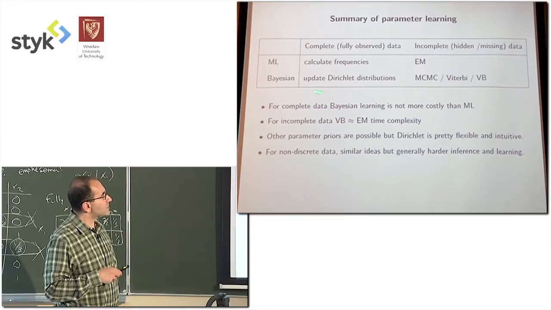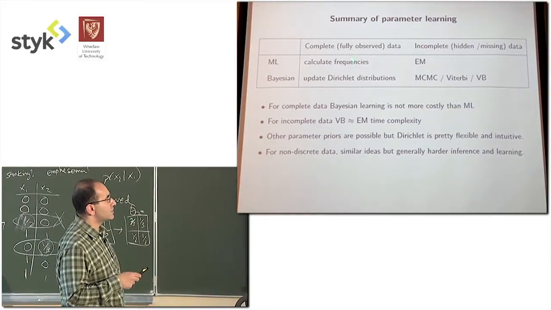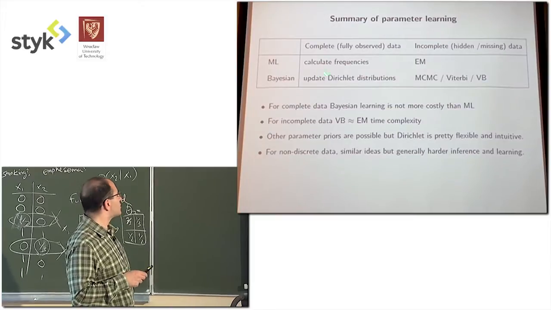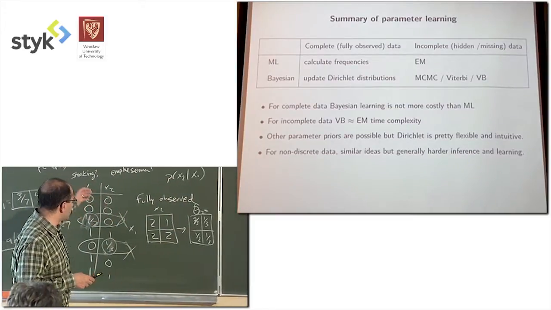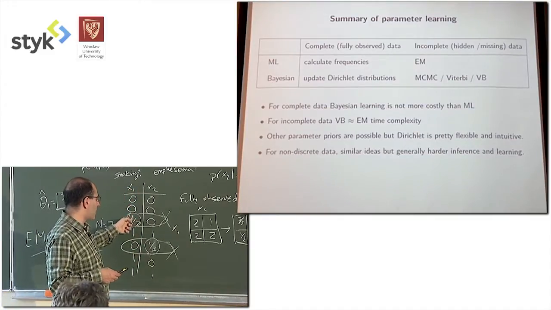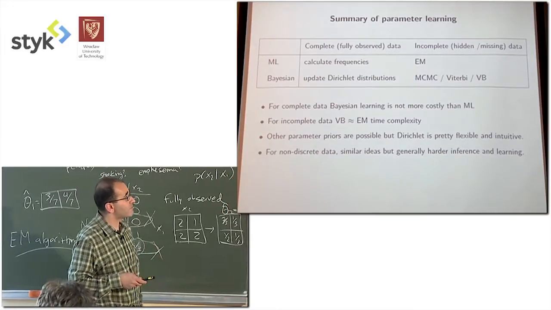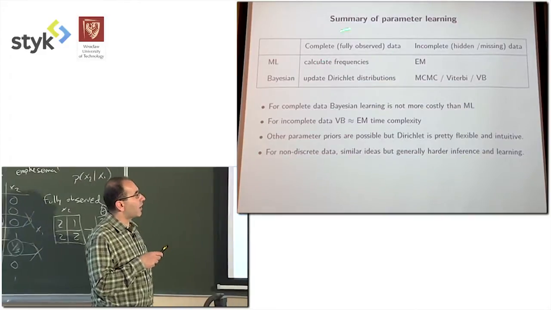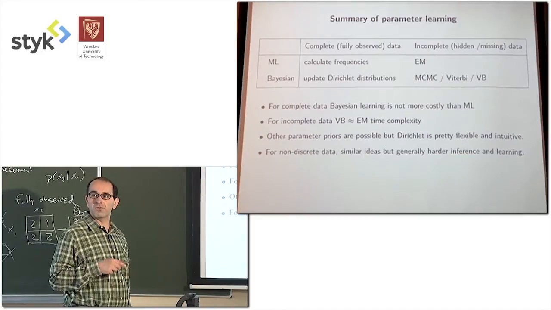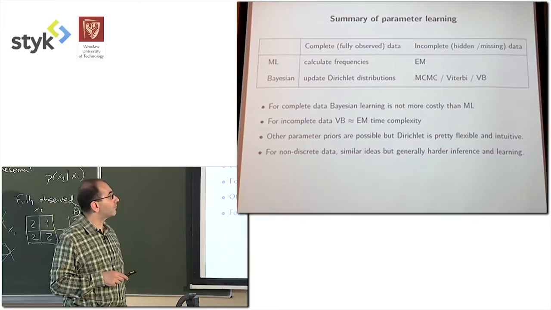And so here's a table for parameter learning. We have two situations, an easy situation and a hard situation. The easy situation is when we have fully observed data. So the initial situation I talked about, this was a 1 and this was a 0 or whatever it was, right? Fully observed data, no missing data. And then maximum likelihood is very easy. You just calculate frequencies. Bayesian learning is also very, very easy. You just update Dirichlet distributions here.